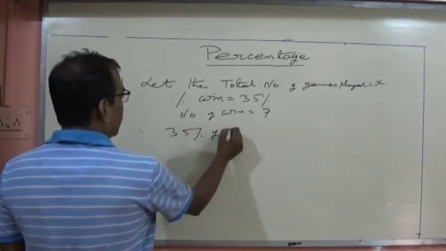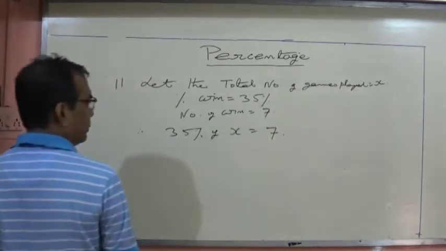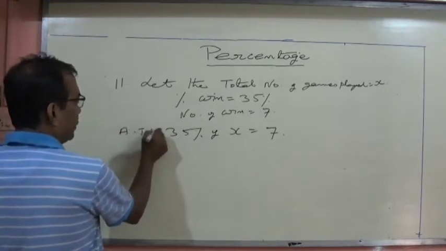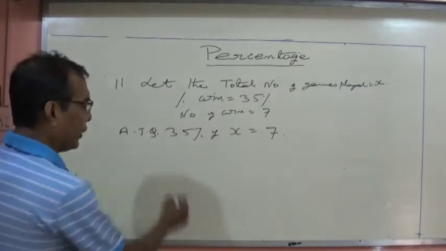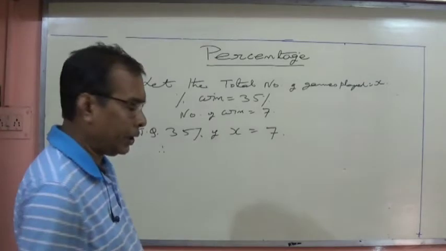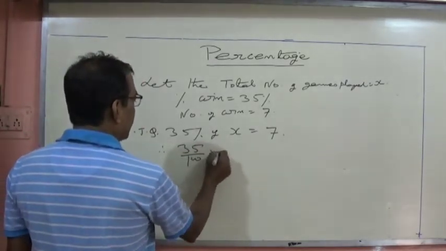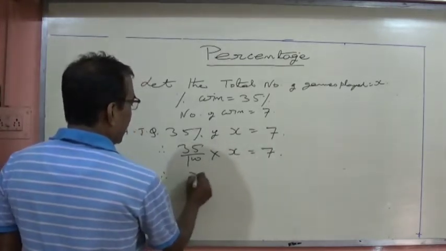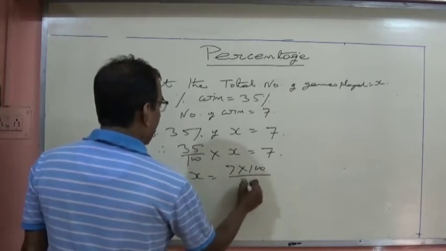35% of the total number of games is the win, that is 7. This is what is required to write according to the question sheet. Now from this equation you will have to find the value of x. Because an equal sign is there, you have to start with the therefore sign. Therefore 35% means 35 by 100, of means into x, is equal to 7. So therefore x will be equal to 7 into 100 by 35.